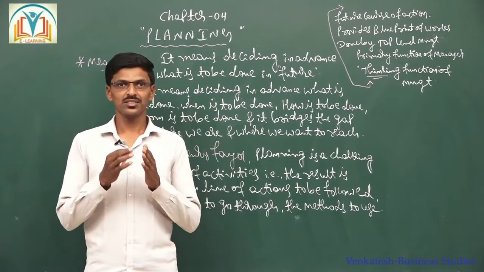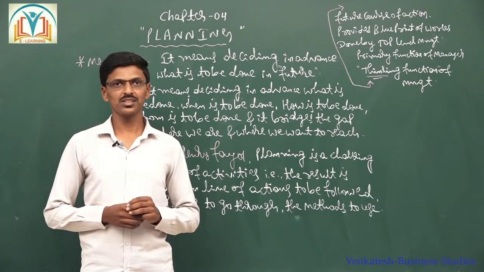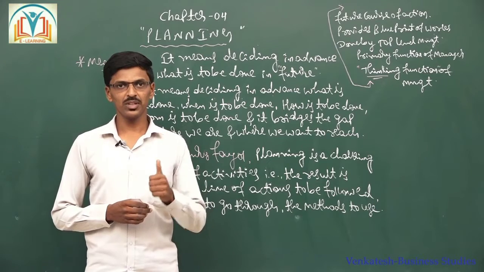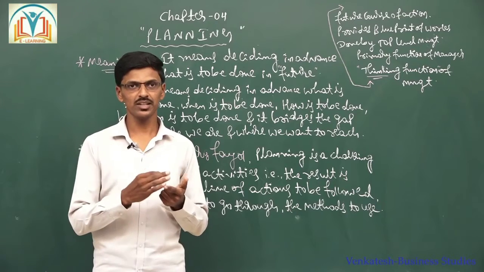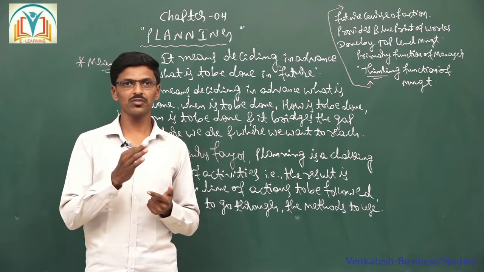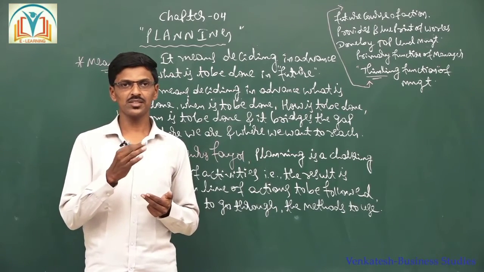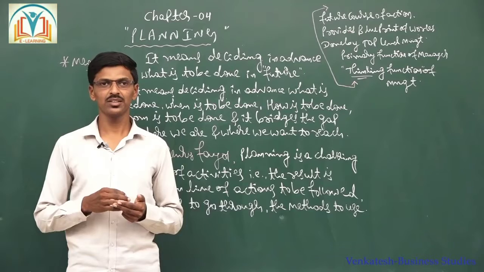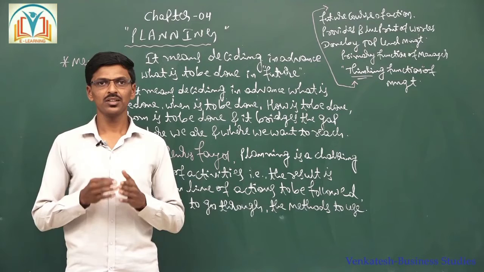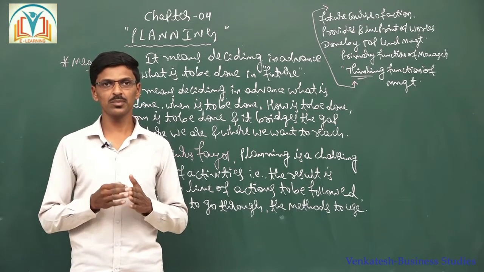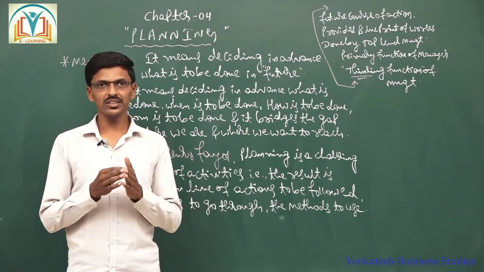So till now we have learned about 3 chapters. The first chapter is nature and significance of management. Then the second chapter is principles of management. Then the third is business environment.